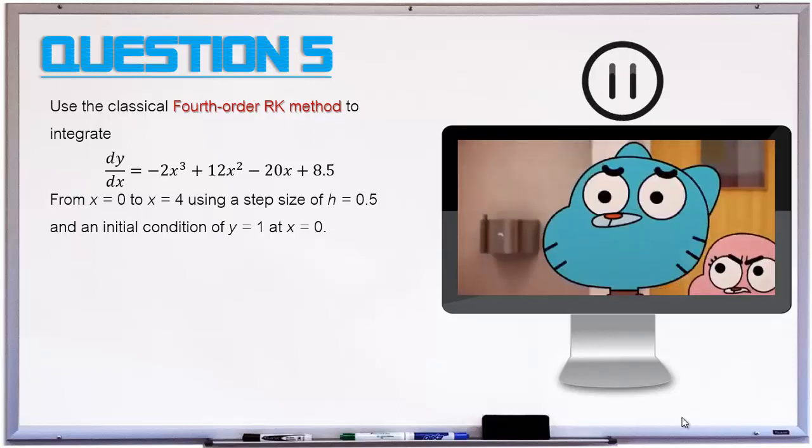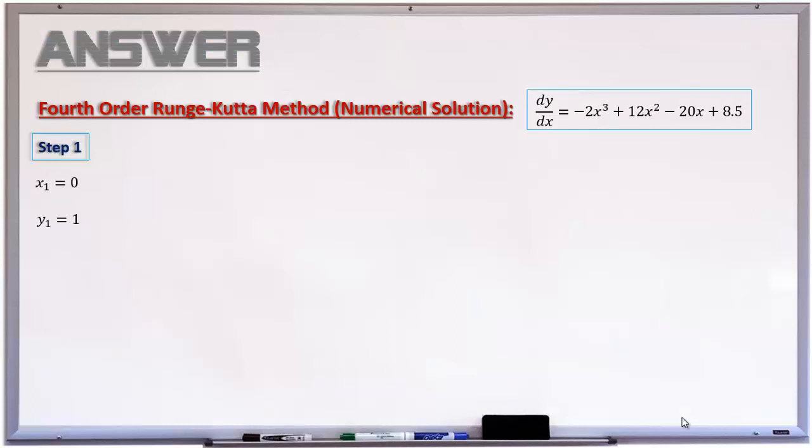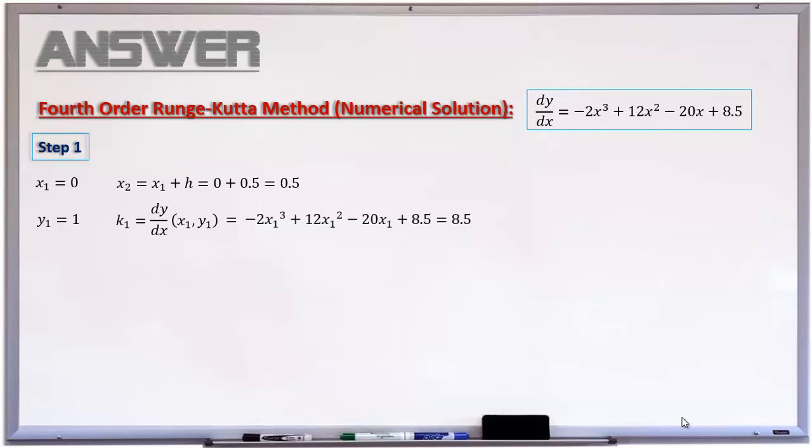So we start again with those initial pair of coordinates x1 and y1. x2 is the same, we get it by adding a step size to x1. We need to calculate 4 coefficients, k1, k2, k3 and k4. Now k1 equals the derivative evaluated at x1 and y1. And by doing this, we get a value of 8.5.